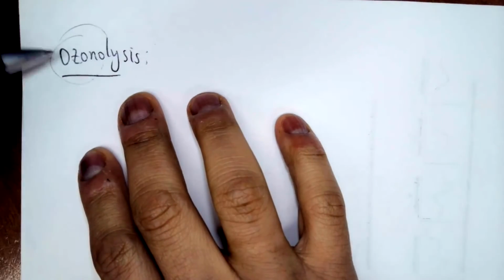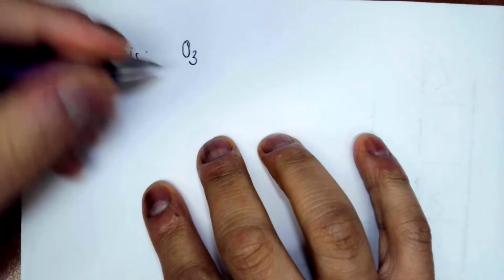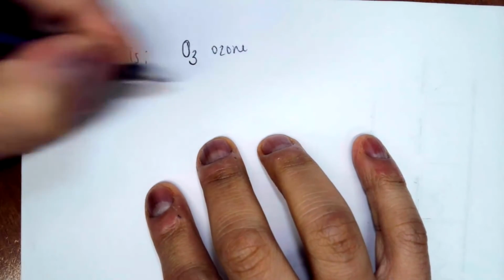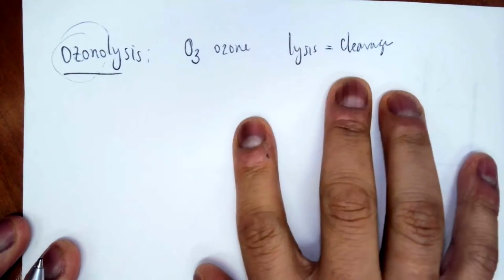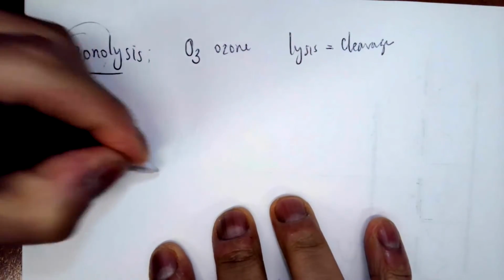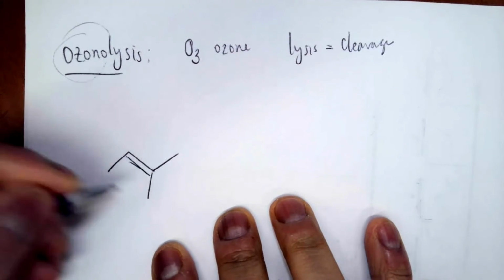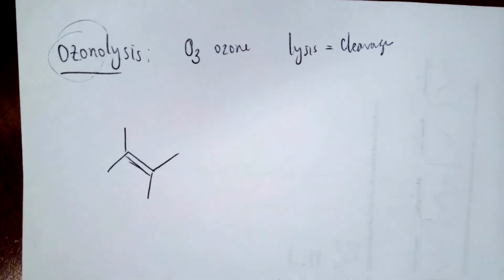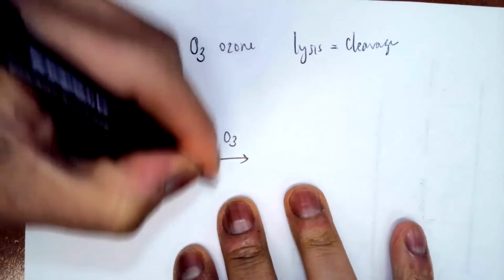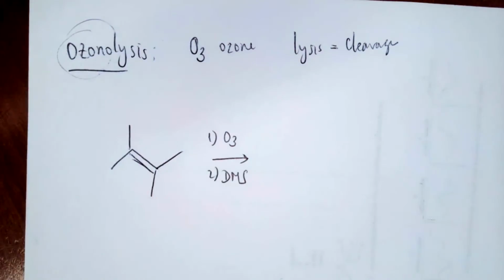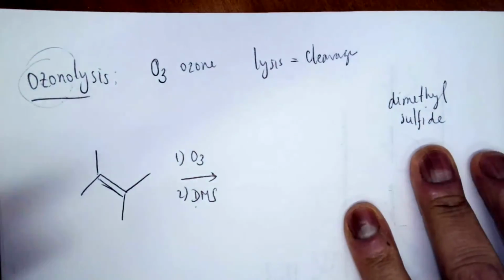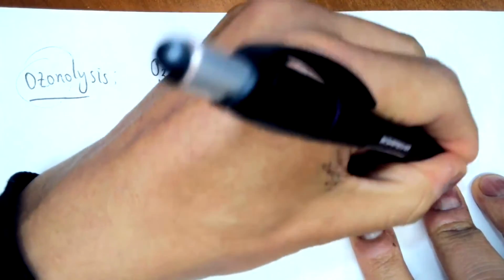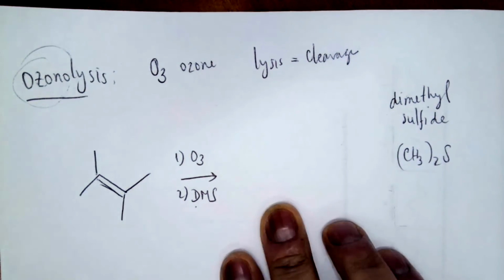In ozonolysis, as the name says, we are going to use ozone, O3. O3 is going to be used for this reaction, and lysis means cleavage. That's what we're going to do with the alkene. We're going to cleave it. So how is the cleavage going to occur? Let's say that you have this alkene, and you do ozonolysis. Step 1, O3. Step 2, DMS. It has to be DMS. What is DMS? DMS is dimethyl sulfide. That's an abbreviation. Another way to write it is (CH3)2S, dimethyl sulfide.